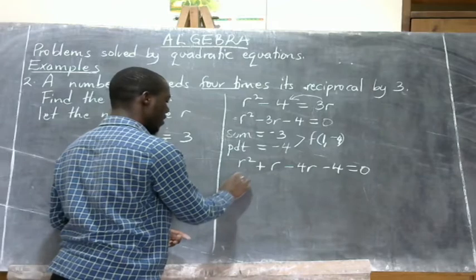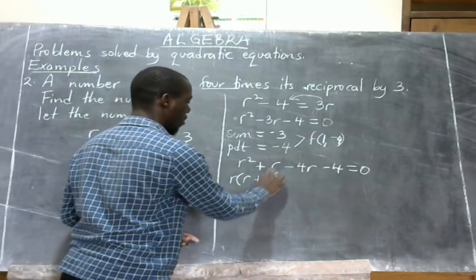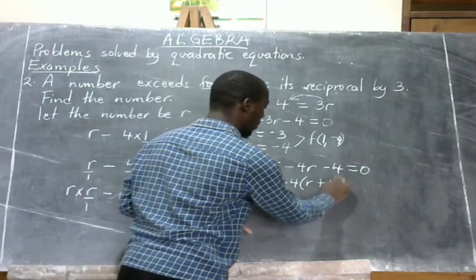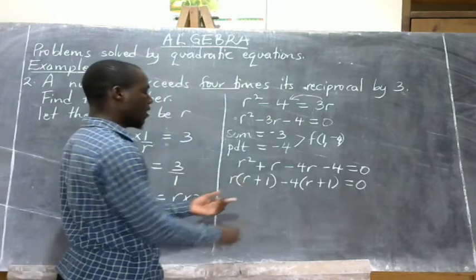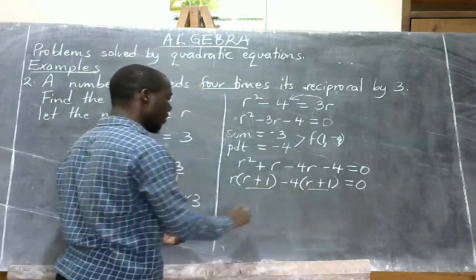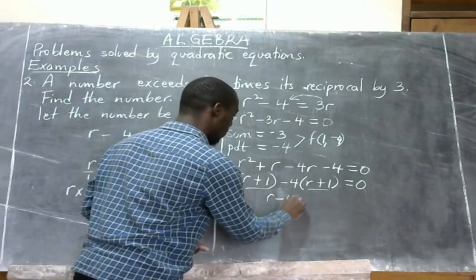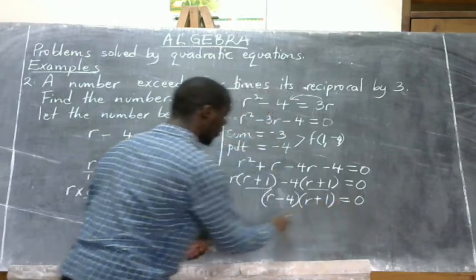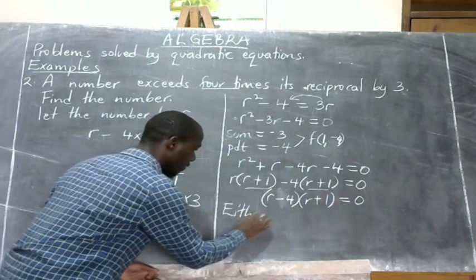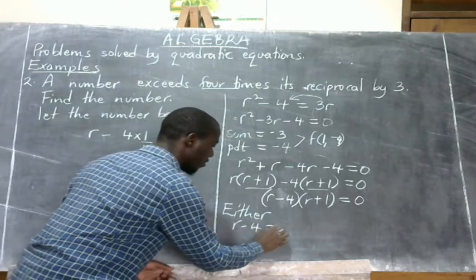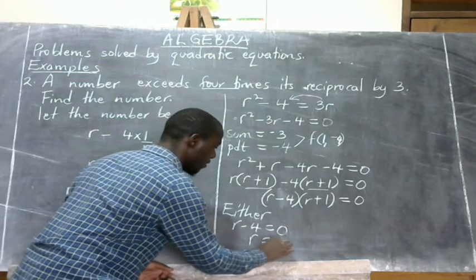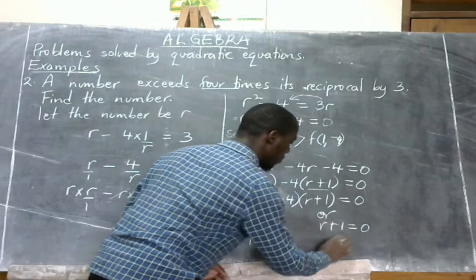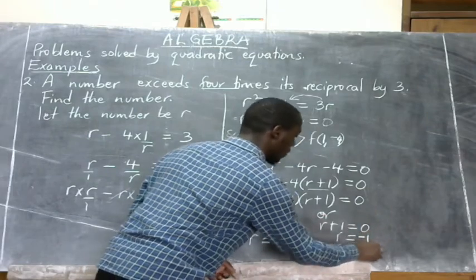Factorizing the first two here, r is common to leave r plus 1 in the bracket. Negative 4 is common to leave r plus 1 inside the bracket. Factorizing further, because this and that are the same, this is r minus 4 into r plus 1 is equal to 0. Either r minus 4 is equal to 0 to have r as a positive 4, or r plus 1 is equal to 0 to have r as negative 1.